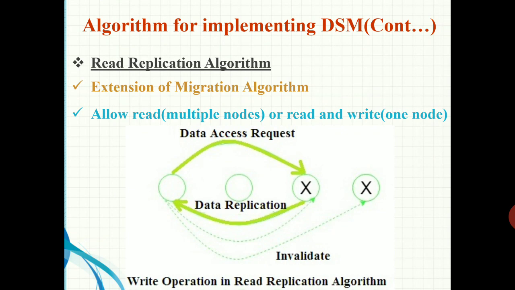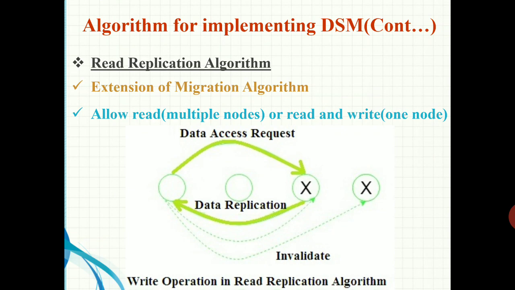In the read replication algorithm, the system replicates the data block and allows multiple nodes to have read access, or one node to have both read and write access. The system contains more than one copy of the same block, that is called replication. Then it allows multiple nodes to have read access. There is no problem if we allow more than one node to read the same data. So it will increase the performance of the system.